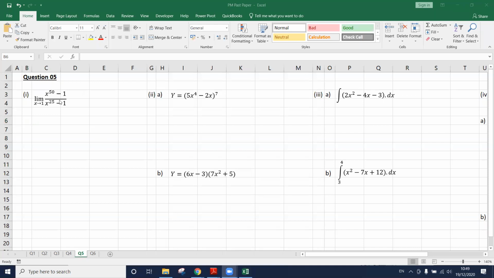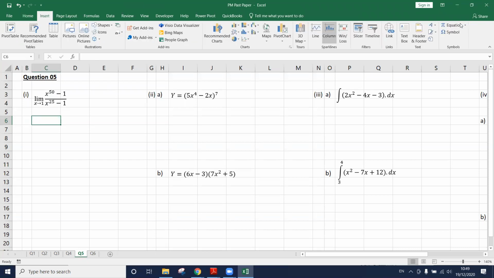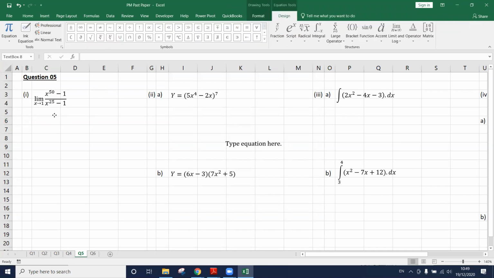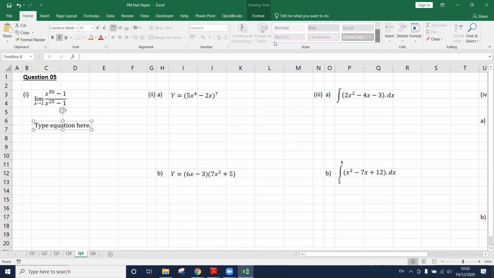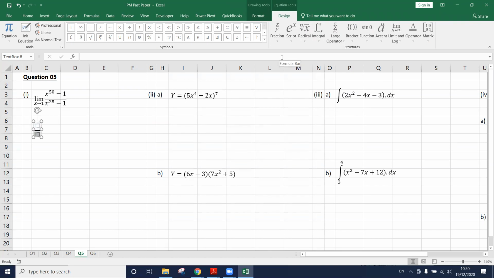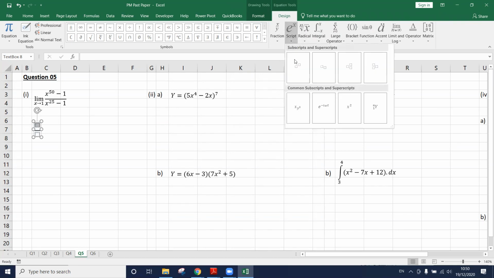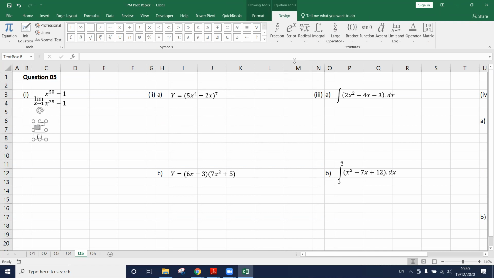Right, part 1. Here we need to find the limiting value when x is approaching 1 in this given formula. What is the first thing we need to do? We need to substitute the given value. Right? First we need to substitute the given value. Here we need to substitute 1 instead of x.